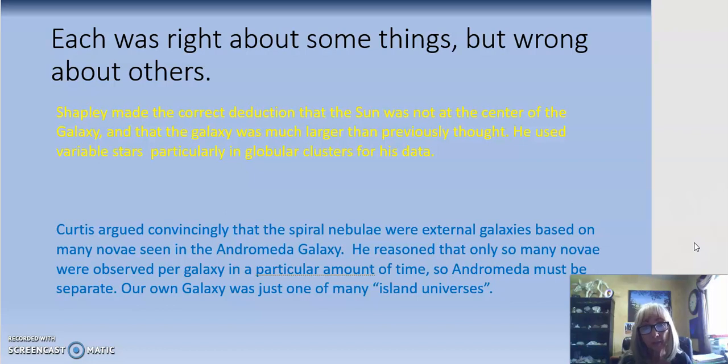Each of them was right about some things, but wrong about other things. Shapley made the correct deduction that the Sun was not at the center of the galaxy and that the galaxy was much larger than previously thought. He used variable stars, particularly in globular clusters, for his data. Curtis argued convincingly that the spiral nebulae were external galaxies, based on many novae seen in the Andromeda galaxy. He reasoned that only so many novae were observed per galaxy in a particular amount of time, so Andromeda must be separate. Our own galaxy was just one of many island universes.